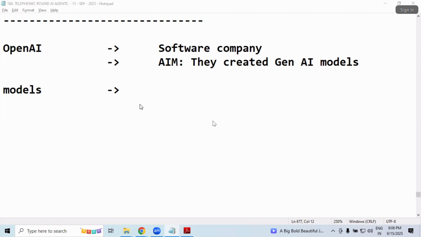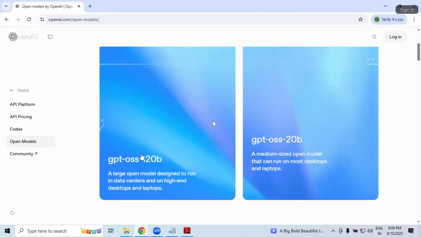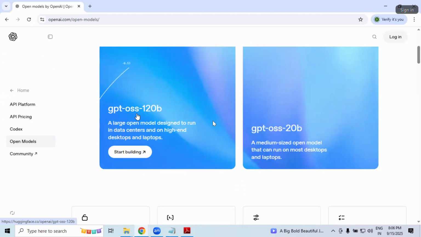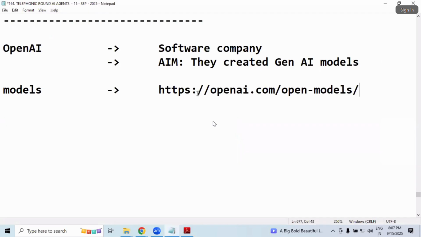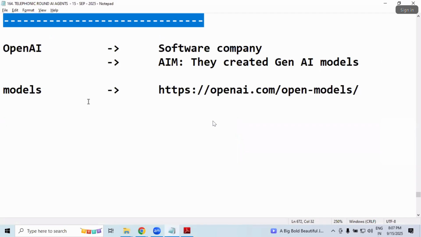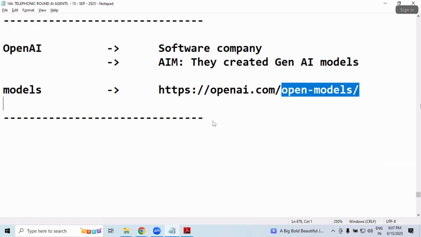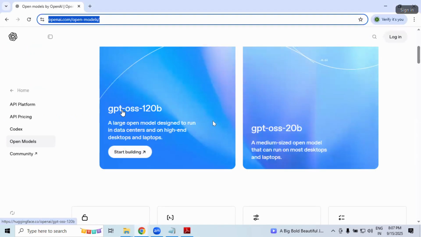All models will be here, right? OpenAI model, GPT-OSS 120B, billions of parameters, sir. Practically, we can talk more and more. Here you can find all models. You're talking about ChatGPT, right? ChatGPT's backend, this model will work.